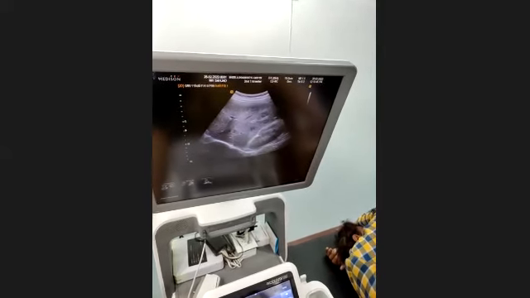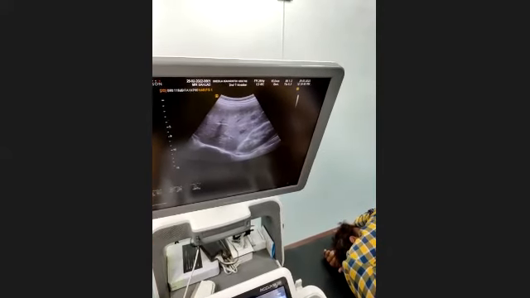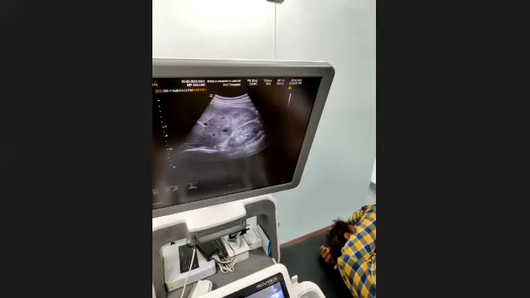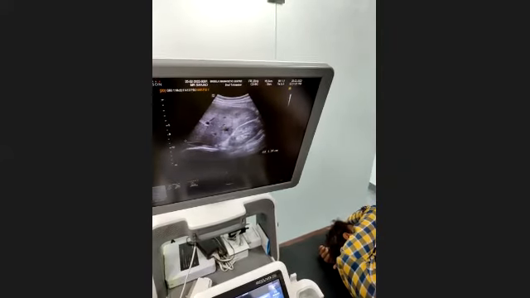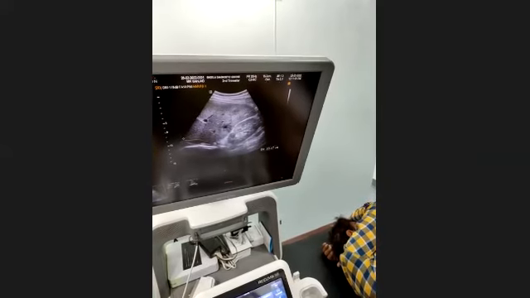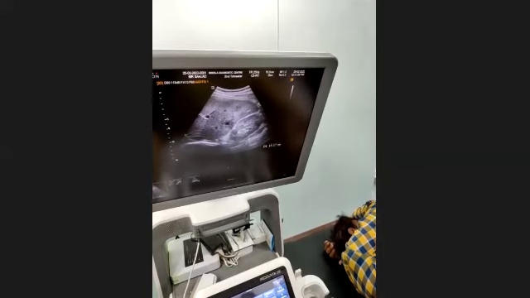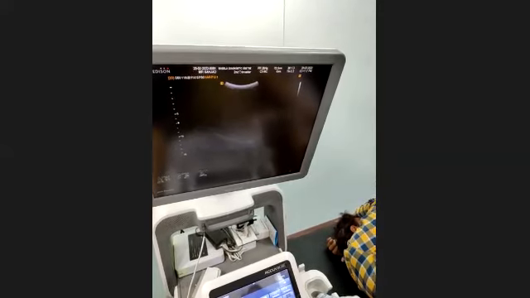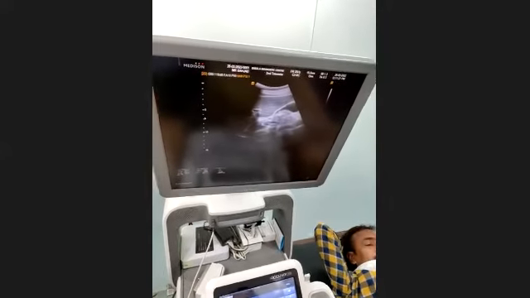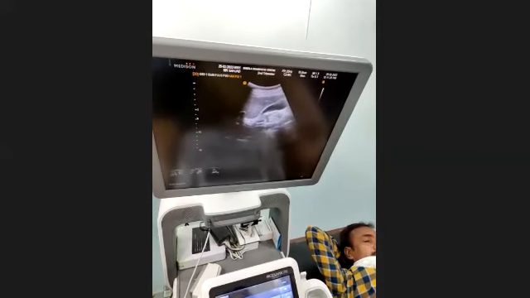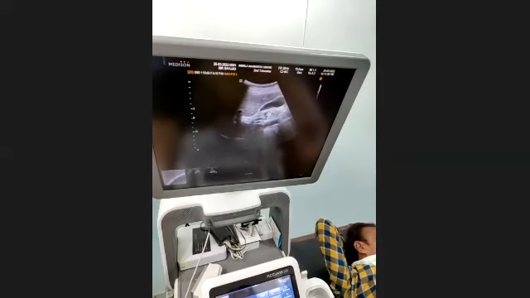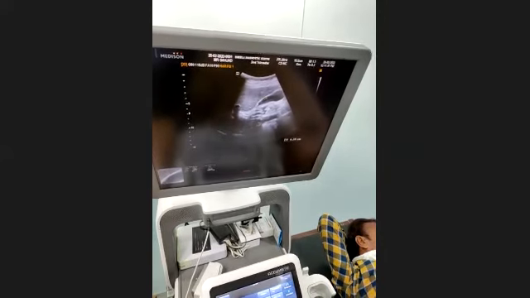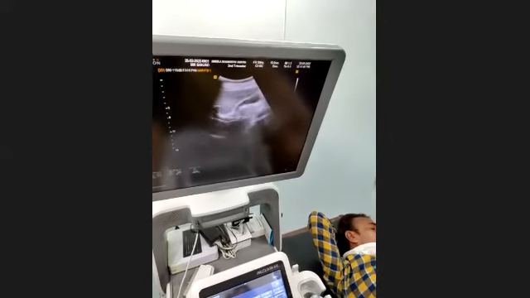That is all. 15.17. Okay. What about the gallbladder? Gallbladder is normal, sir. Show me the gallbladder also. What about the wall? It does not appear thickened, about 3-4 millimeters. 0.38, sir. This is normal.